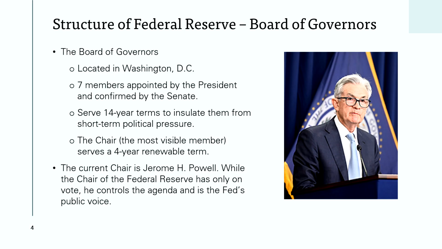The Board of Governors is located in Washington, D.C., and is the central governing body of the Federal Reserve. It consists of 7 members who are appointed by the President and confirmed by the Senate. Each governor serves a 14 year term, which is intentionally long to protect them from short-term political pressure and to promote policy stability. The chair of the Federal Reserve is the most visible member and serves a renewable 4 year term. The current chair is Jerome Powell.